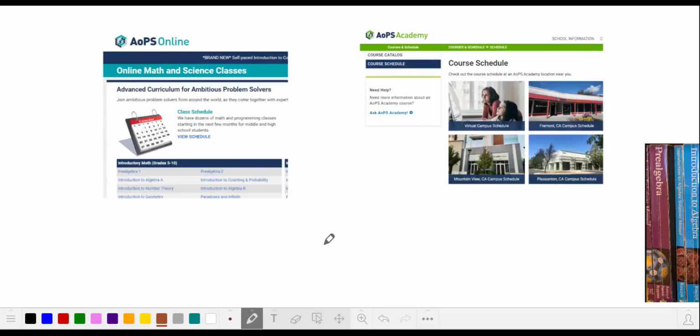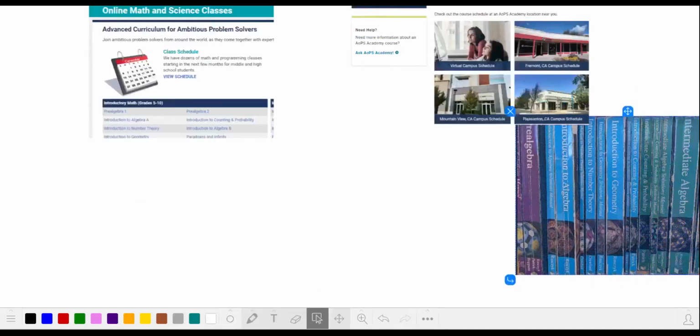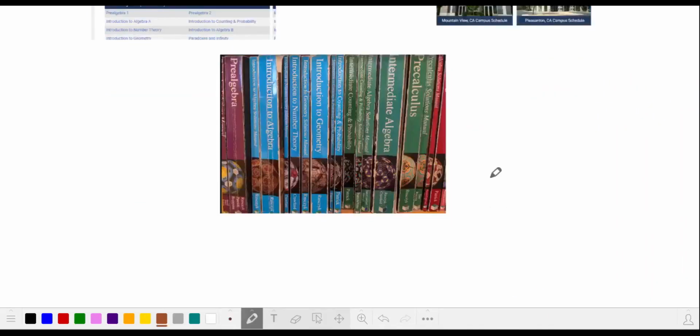Today, we're going to learn how to teach math using materials published by Art of Problem Solving. You might know that you can learn math at AoPS from taking one of their online classes, or you can study math at an AoPS academy if you have one in your area. We're going to focus on how to study AoPS at home using the textbooks or an ebook.